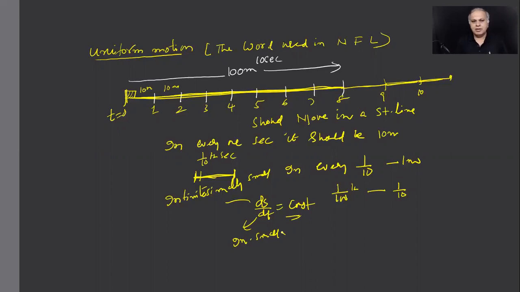So for me, this is a constant velocity case. You can call it uniform motion. The speed should remain constant, and the direction should also remain constant. Then you call it uniform motion.